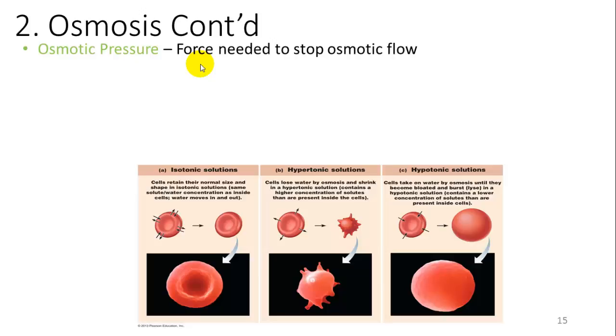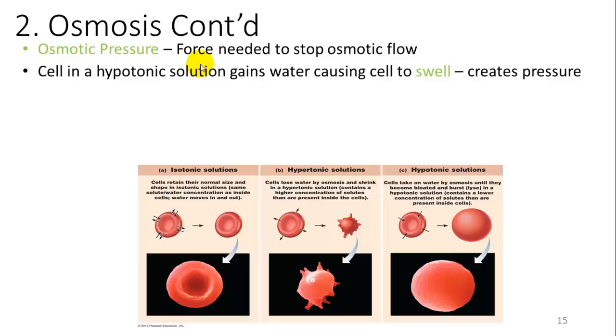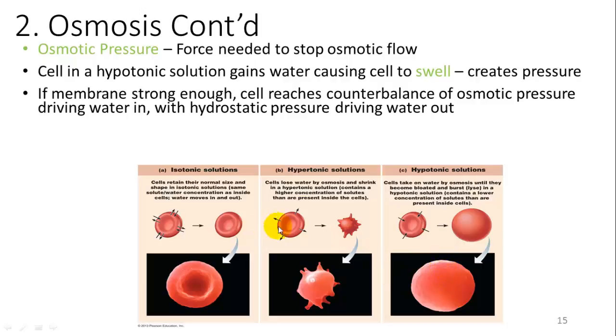Okay? And the force required to stop that flow can be measured as osmotic pressure. So in a hypotonic solution, a cell will gain water and swell. So here, if you have a red blood cell in an isotonic solution, it's going to maintain its shape. If you put it in a hypotonic solution, it will gain water. So water will flow through the membrane and it will start to swell.